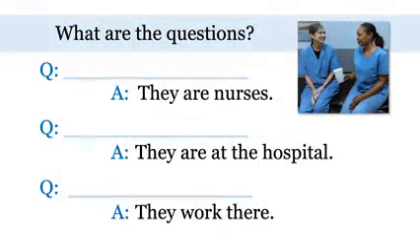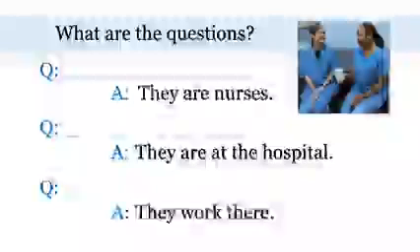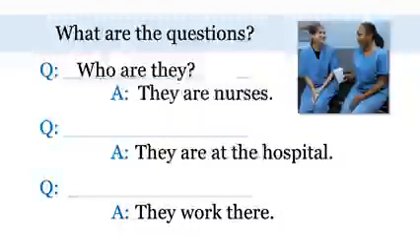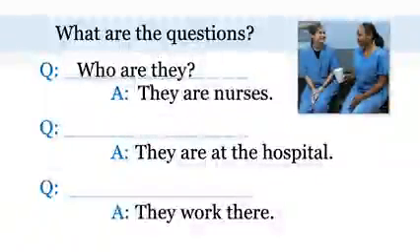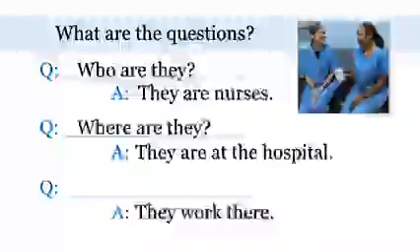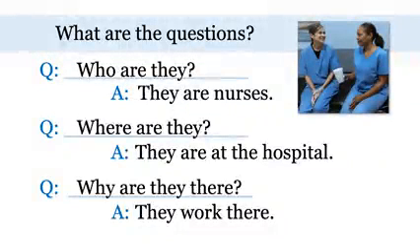What are the questions? You have the answers. They are nurses, they are at the hospital, and they work there. So you need a question word, a be verb, and then the rest of the information. Are you ready for the answers? Okay. Who are they? They are nurses. You could also ask, what are they, if you were focusing on the job. Where are they? They are at the hospital. Why are they there? They work there. Okay? Let's try another.